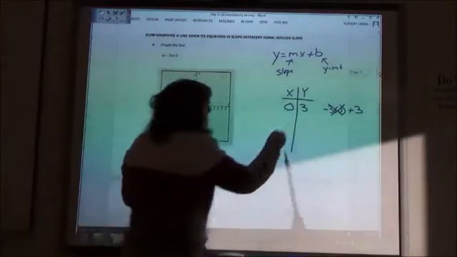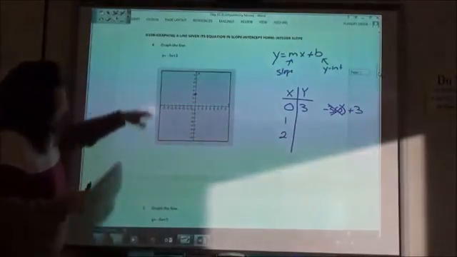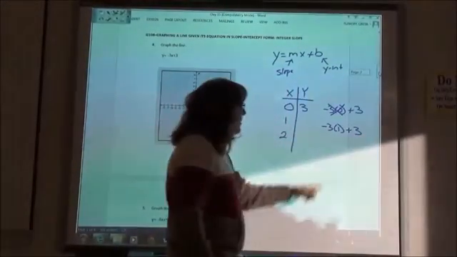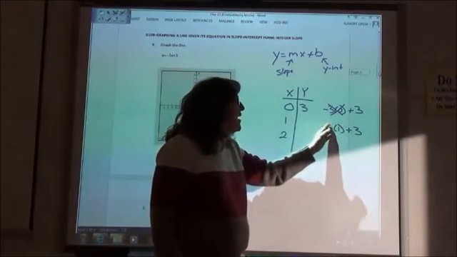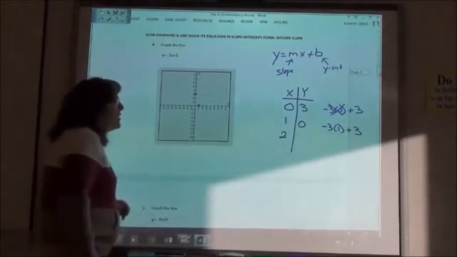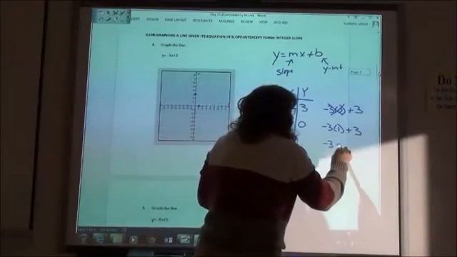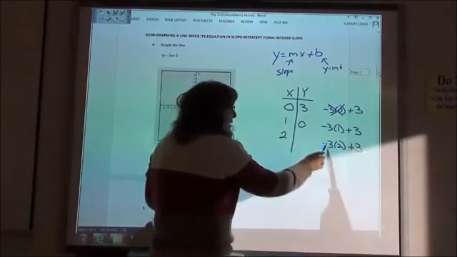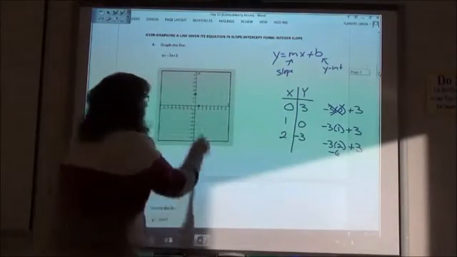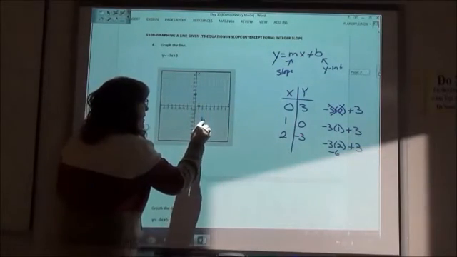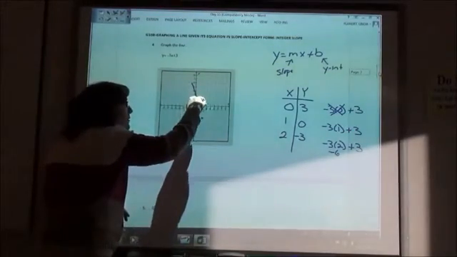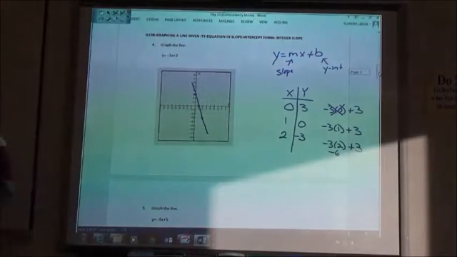Then I'm going to put my other numbers in there, like 1 and 2, whichever ones you want to use. So negative 3 times 1 plus 3. Negative 3 times 1 is negative 3. A negative 3 plus 3 happens to be 0. So over 1, up 0 would be a point. And then if I do the next one, negative 3 times 2 plus 3. Negative 3 times 2 is negative 6, and a negative 6 plus a 3 would be negative 3. So 2 over, down 1, 2, 3. My slope was negative, so as I connect my dots, I should be going downhill as I go from left to right, and I am.